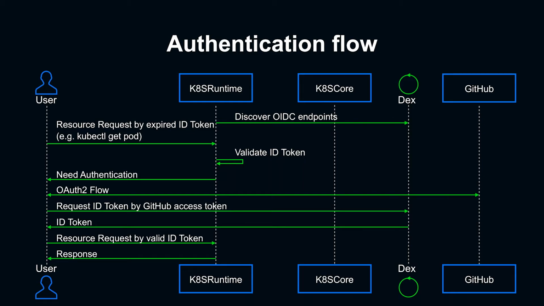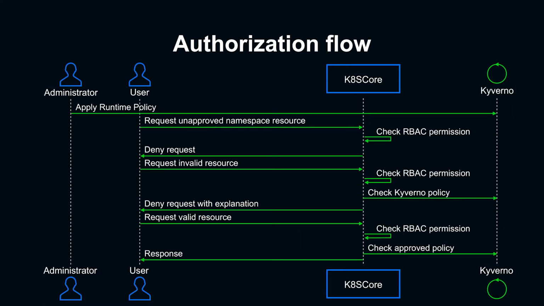We issue a 16-hour token, so if the developer actually tries to use it, it can be used for a day. And this is the authorization flow, and we use RBAC and Kyverno. So we use RBAC permission to do basic permission checks, and if we need more, we also use Kyverno policy.